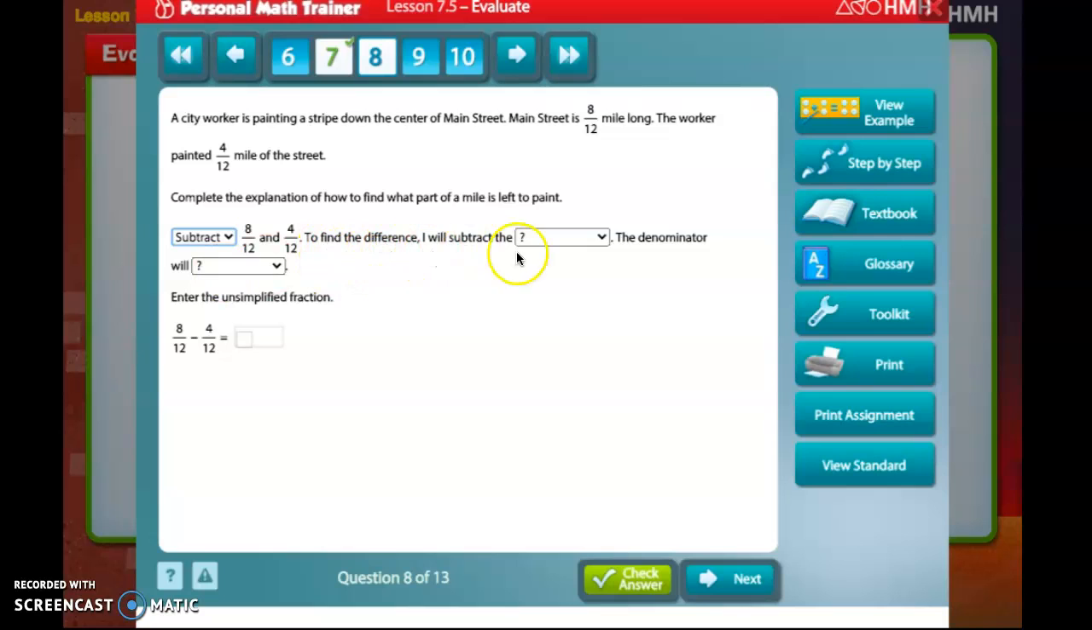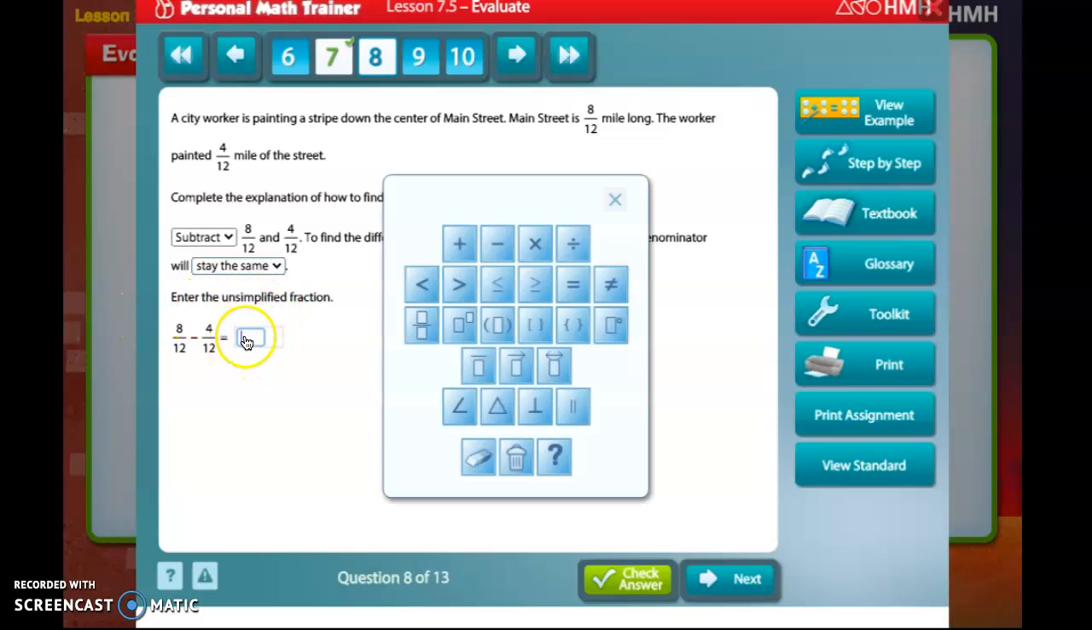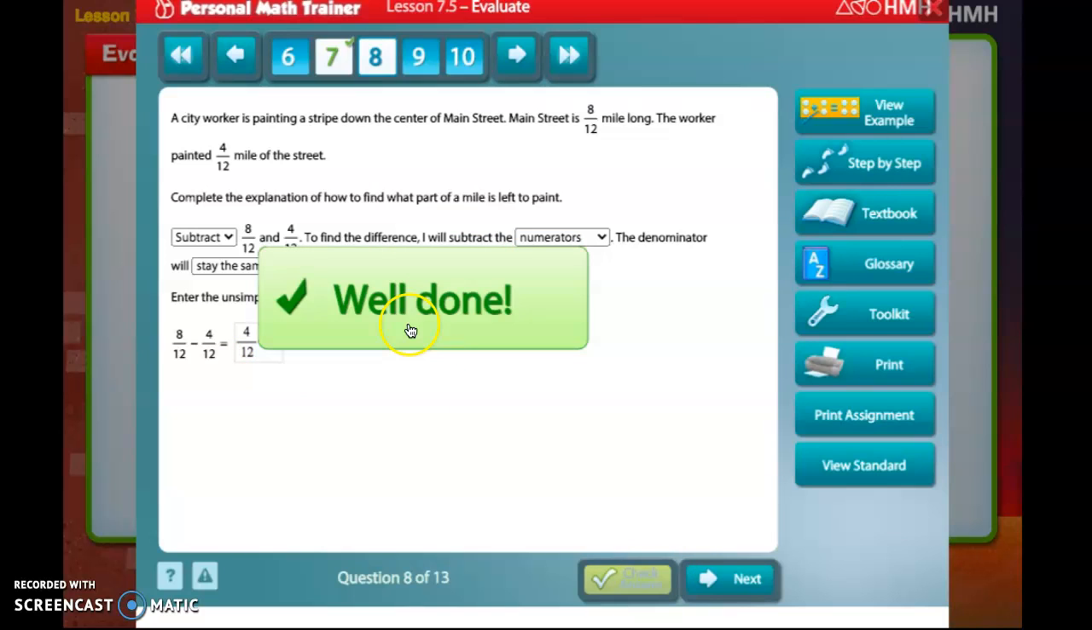To find the difference, I will subtract the denominators or numerators. So am I going to subtract the bottoms or the tops? It's always the tops. The denominator will change or stay the same? The denominator stays the same. Then you can enter the unsimplified fraction. All right, so just going across, what is 8 minus 4? I know, it's 4. My bottom stays the same. My denominator stays the same. I leave it as 12. Press check answer, and there you go.